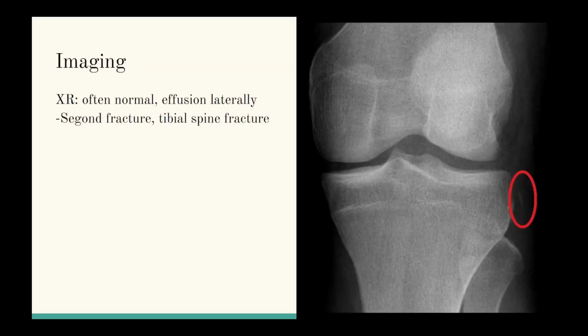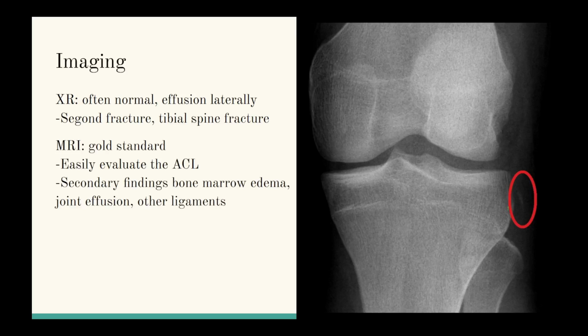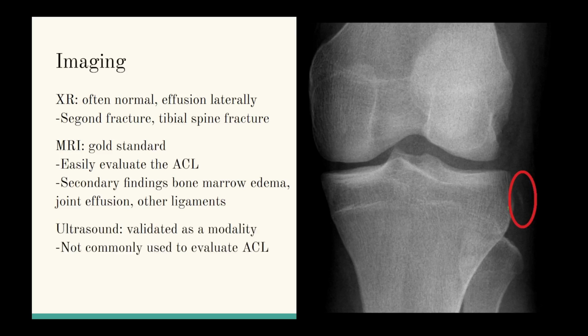Usually you start with radiographs, which are typically normal. You can see something called a Segond fracture, which is illustrated here. On the lateral knee, you get a lateral tibial plateau avulsion fracture. You also have a tibial spine fracture, which is more commonly seen in pediatric ACL injuries. MRI is, of course, the gold standard. It has a great evaluation of the ACL and the other soft tissue structures in the knee, and then can give you some secondary clues like bone marrow edema, joint effusion, etc. Ultrasound is validated as a modality to examine the ACL, but not commonly used.